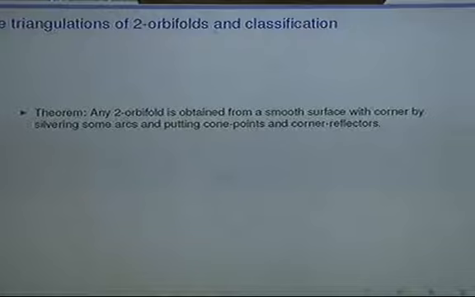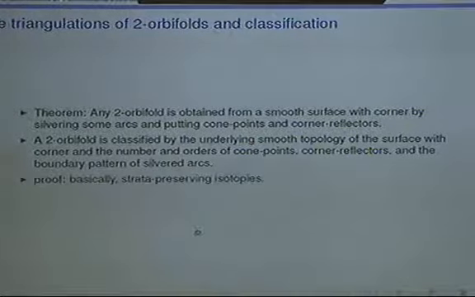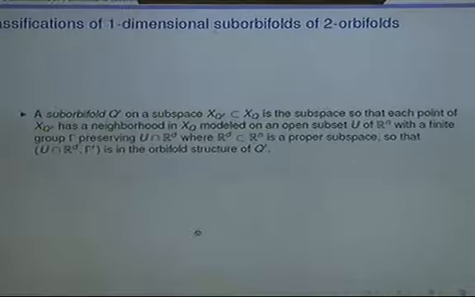Right. So basically in 2-orbifolds, you can classify them by saying it's just a smooth surface with corners, by silvering some arcs and putting cone points and corner reflectors. Those are all. So the classification is just the smooth topology with corners and reflectors, the numbers of them, and boundary patterns. That's the only thing that you need. So you can prove that, right?